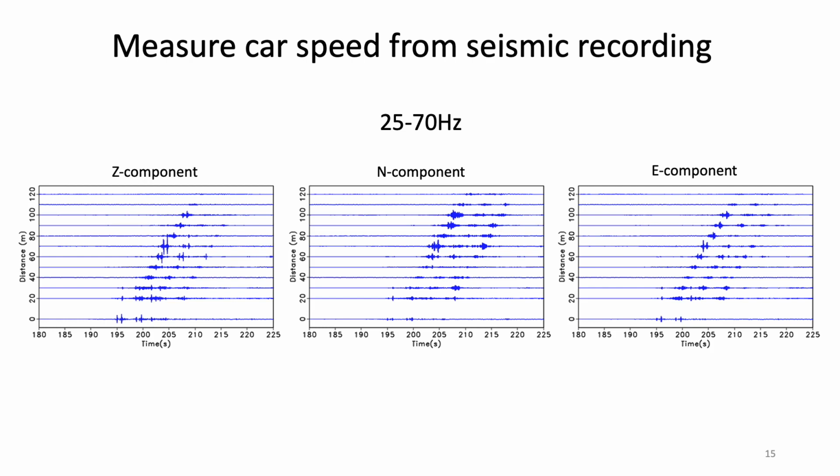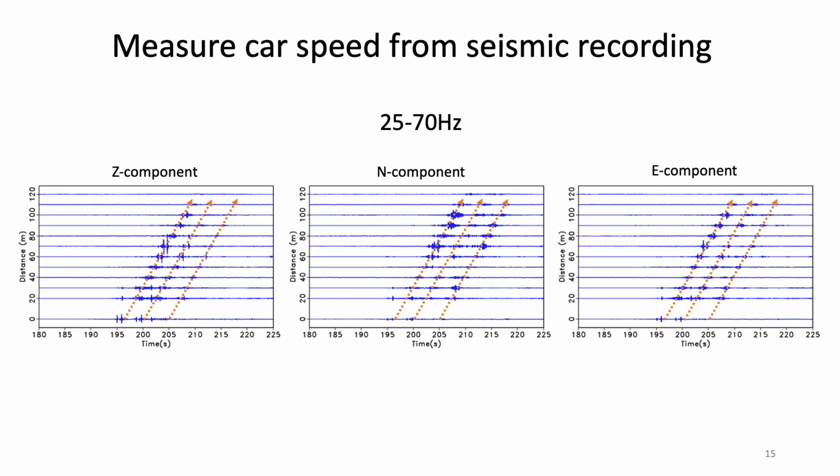We zoom into a small window and filter the data into a narrow frequency band, which is 25 to 70 Hz. We convert the vertical axis to distance. There are 3 cars passing our array during this time window. In the profile, we observed 3 groups of energy moving along the array.